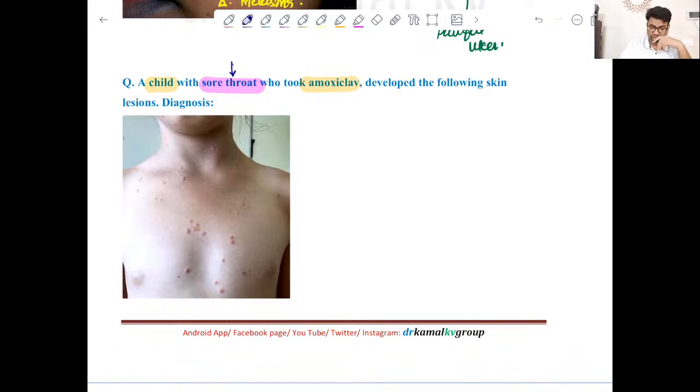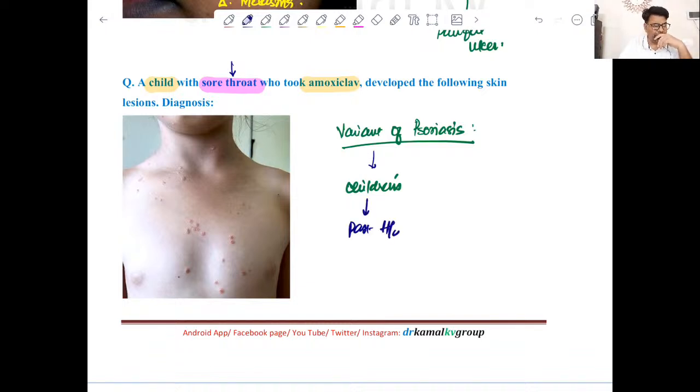Now this, I think, will be a little difficult for students to answer without options actually. So this is a variant of psoriasis. Okay, so this is a variant of psoriasis, and this is seen particularly in children, and there is a past history of sore throat, and we all know that sore throat is streptococcal.